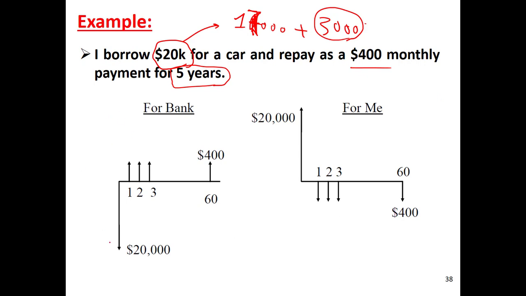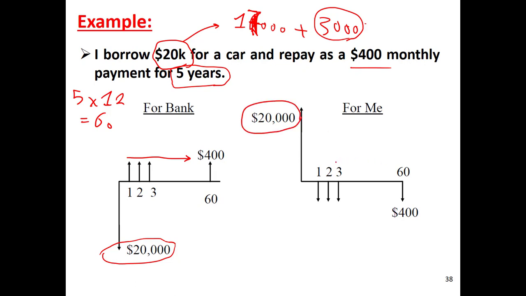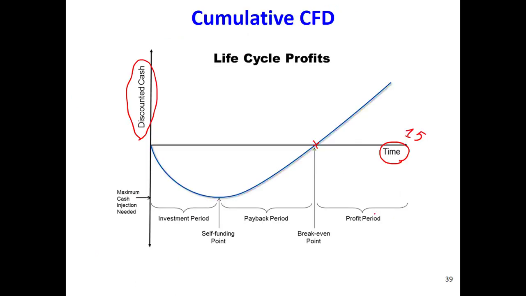Okay, so for the bank, what will happen? The bank will lose this much money at the beginning, but over the next 5 years, 5 times 12 months will be 60 months, each month it gets $400, right? You get this much money at the beginning, which is positive, but you have to pay this in 60 months over 5 years. So this is what positive and negative investment means.